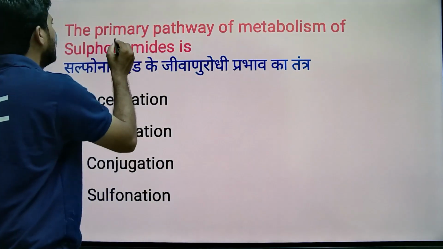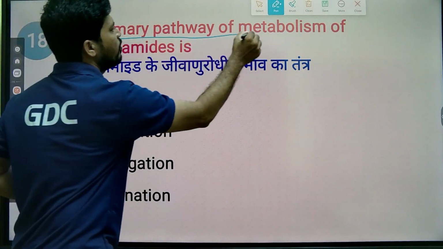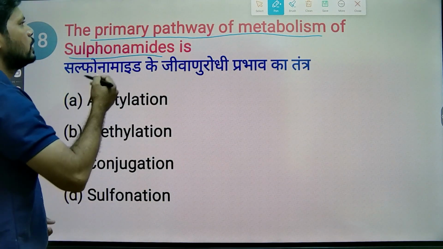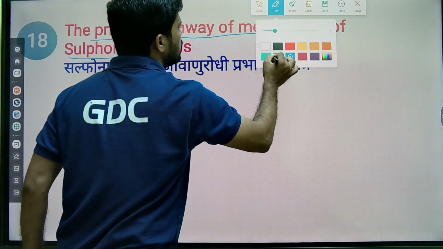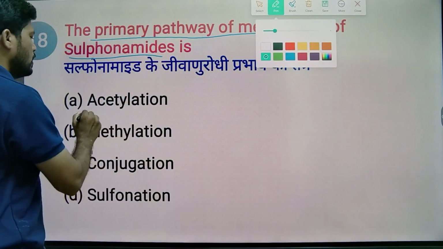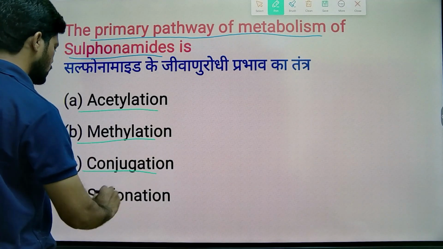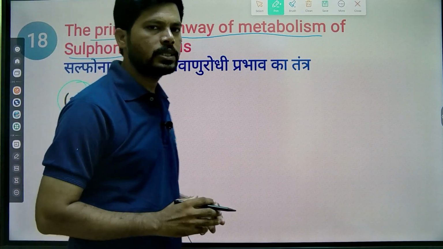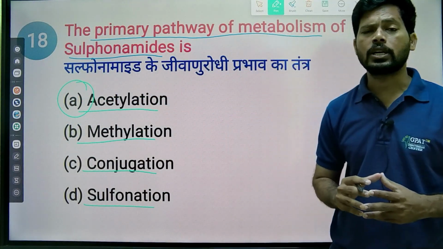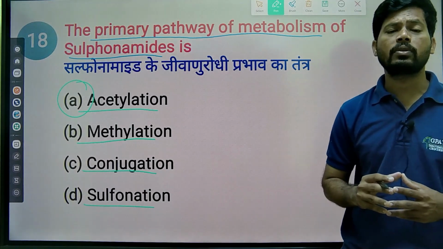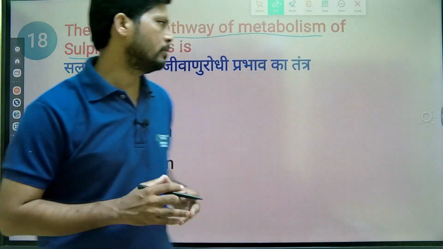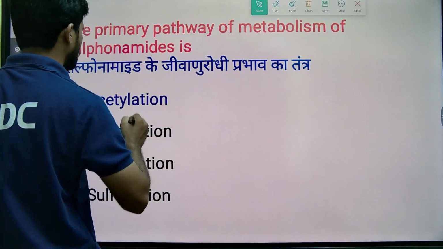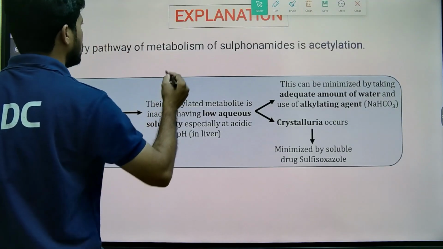Next MCQ. The primary pathway of metabolism of sulfonamides. Sulfonamides are antibacterial compounds. They are metabolized by which of the following processes? Acetylation, methylation, conjugation, sulfonation. Sulfonamides are metabolized by N-acetylation. They undergo phase 2 metabolism, specifically N-acetylation, with the help of the N-acetyl transferase enzyme. So the answer is acetylation.